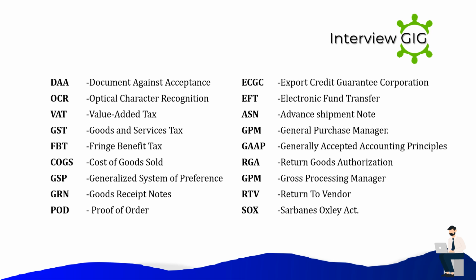ECGC: Export Credit Guarantee Corporation. EFT: Electronic Fund Transfer. ASN: Advance Shipment Note. GPM: General Purchase Manager. GAAP: Generally Accepted Accounting Principles. RGA: Return Goods Authorization. GPM: Gross Processing Manager. RTV: Return to Vendor. SOX: Sarbanes-Oxley Act.